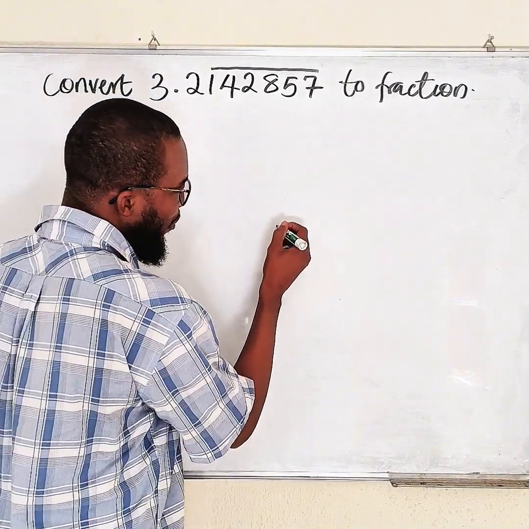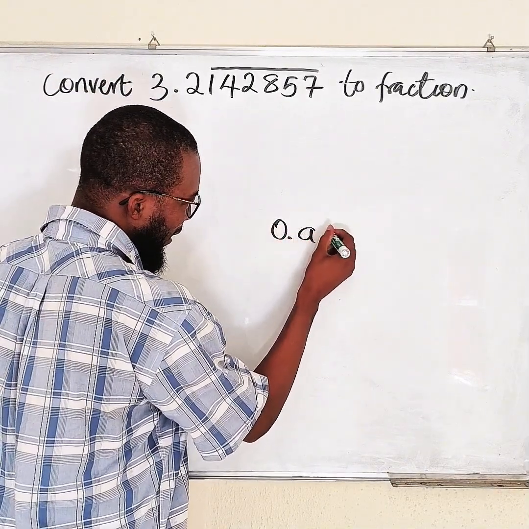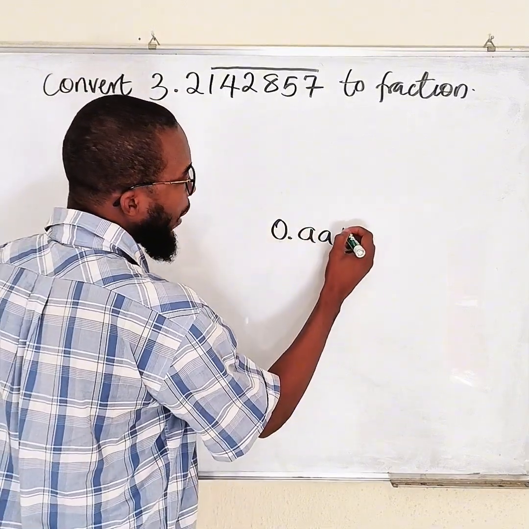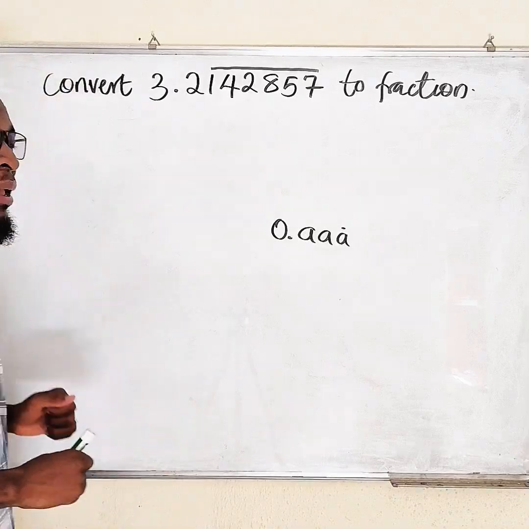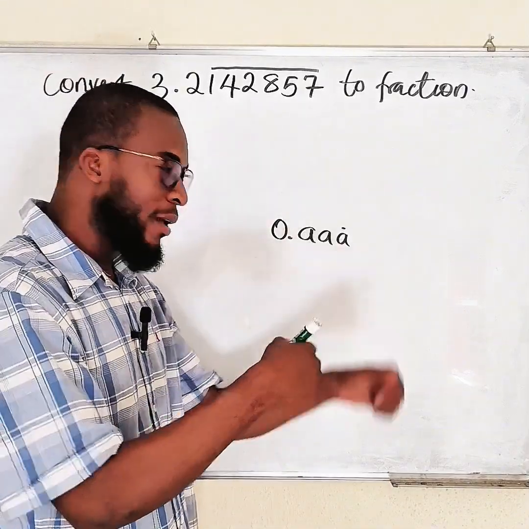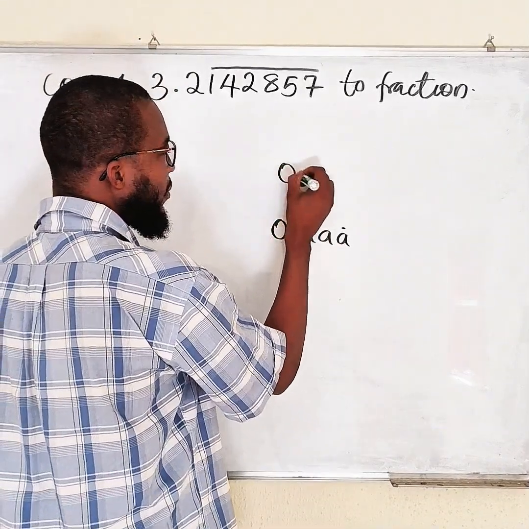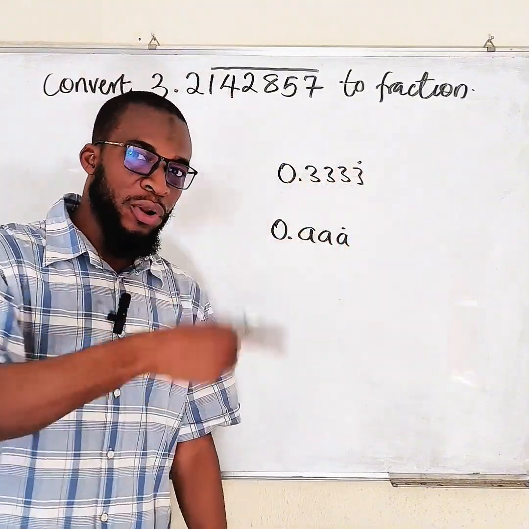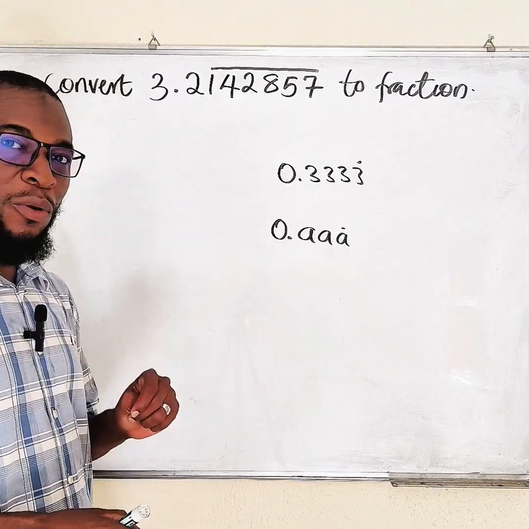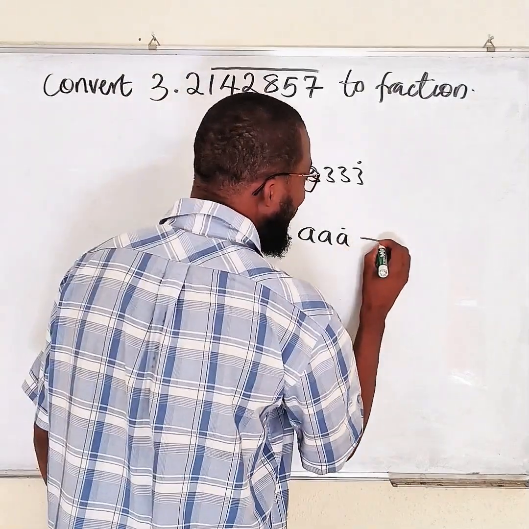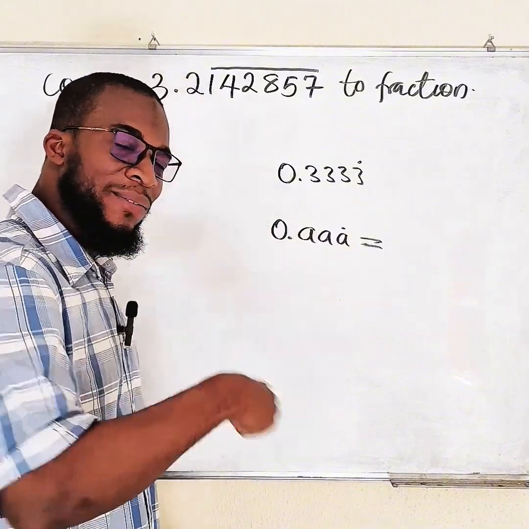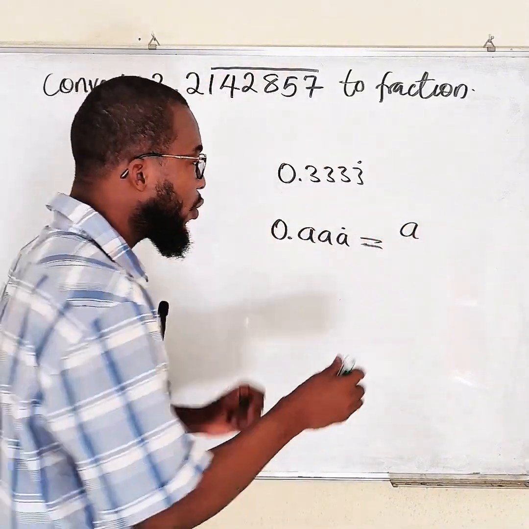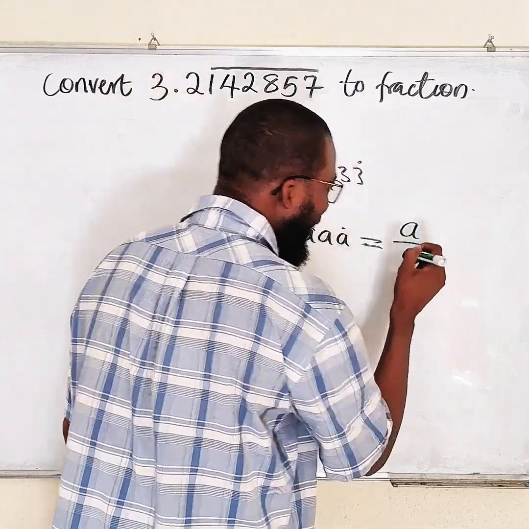Any number in the form of 0 point a, where a is a single digit that keeps on recurring. For example, if you have 0.3333, this is what I mean, a single digit that keeps on recurring. To convert that number into a fraction, take that digit that keeps on recurring, and since it is a single digit, divide by a single 9.